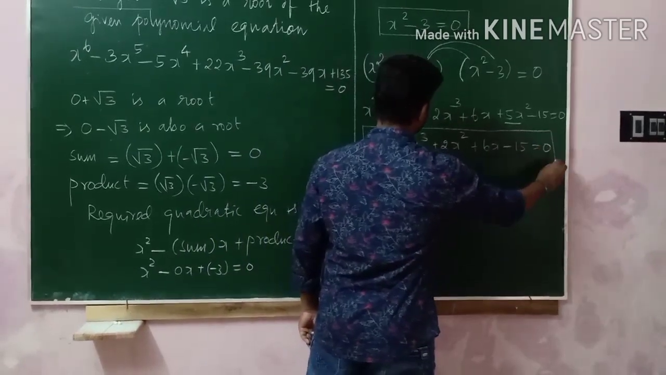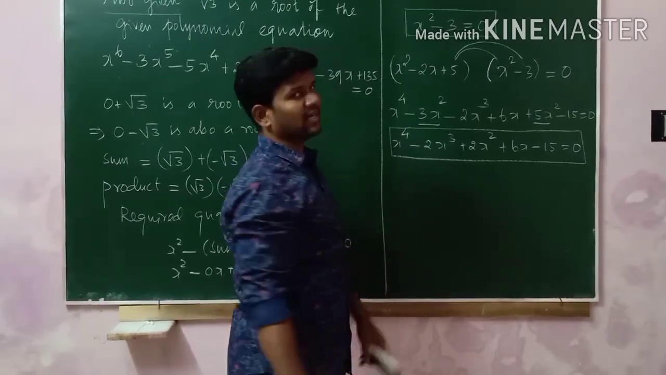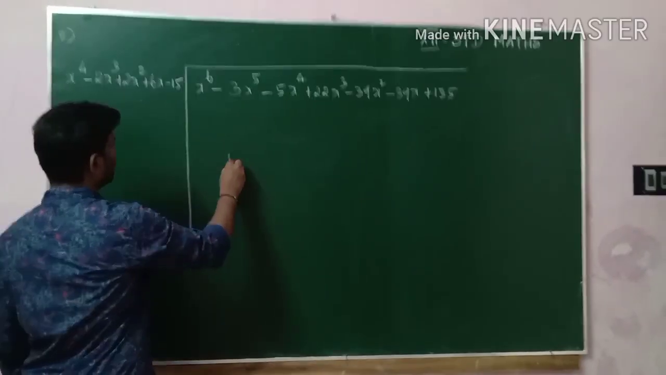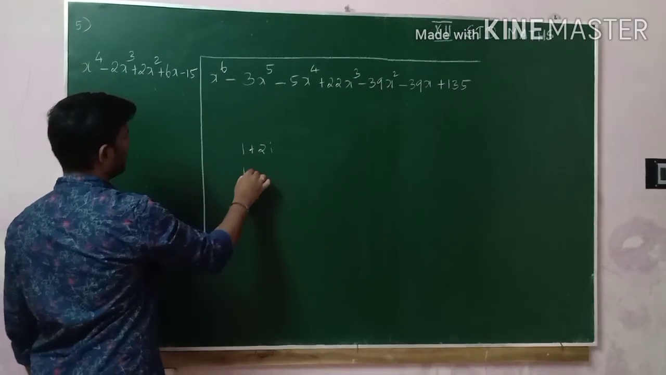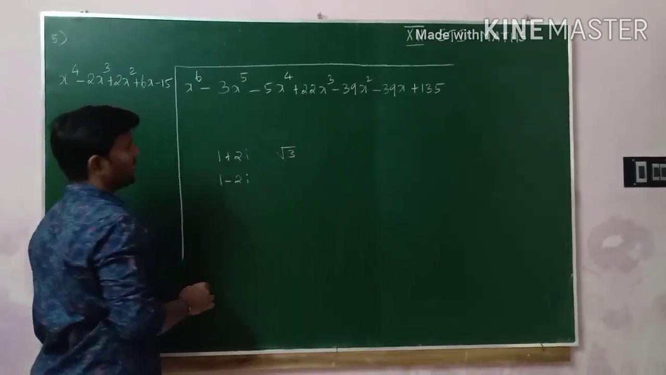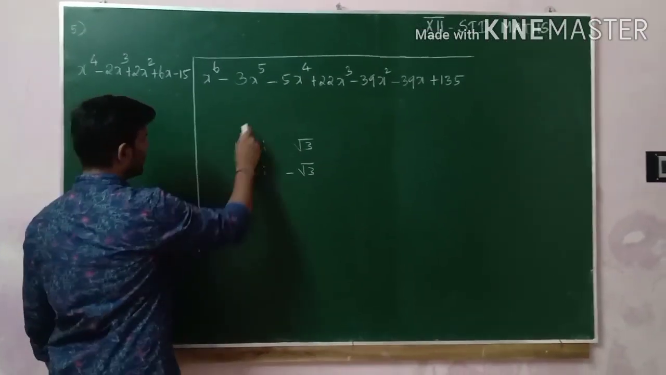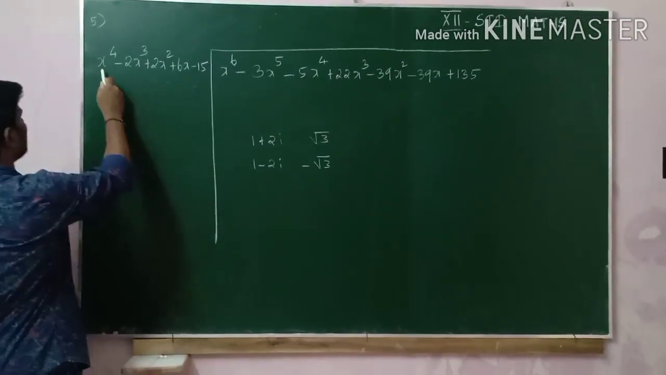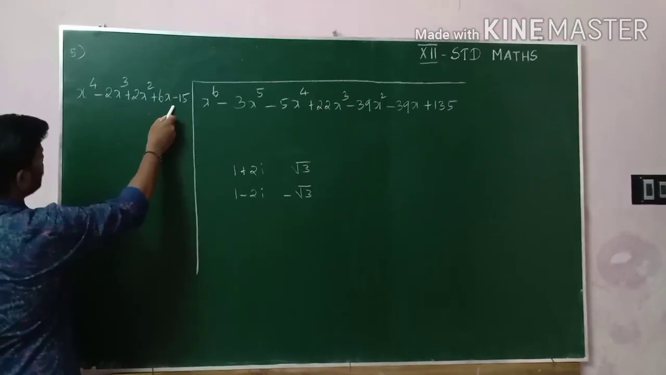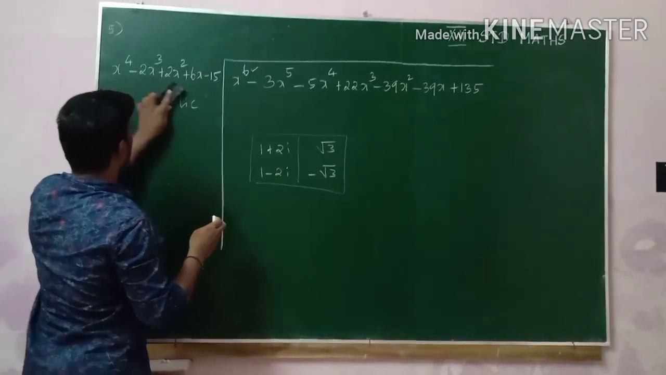So now take this quadratic equation and divide by the given polynomial equation. We will get a quadratic equation. So they given 1 plus 2i is a root. From this we have found that 1 minus 2i is a root. Also square root of 3 is a given root. From this we have found that minus square root of 3 is a root. So using these 4 roots we form a polynomial equation of degree 4. Take this polynomial equation of degree 4 and divide by the given polynomial equation of degree 6.